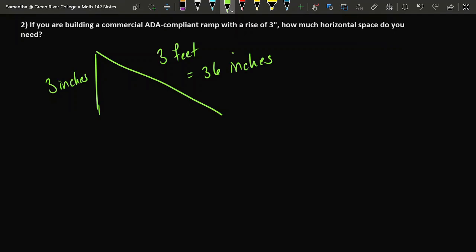But generally speaking, when you're constructing these ramps, what you need to know is whether or not you have enough horizontal space to actually fit the ramp in your design plan. So in this case, how much horizontal space would we need to fit this ramp into whatever construction project we're working on?